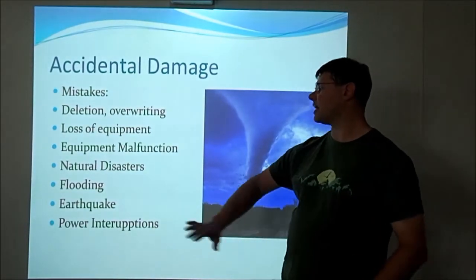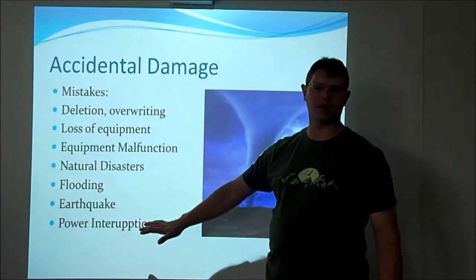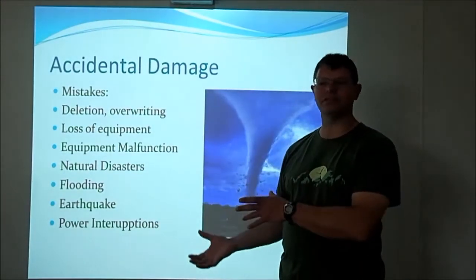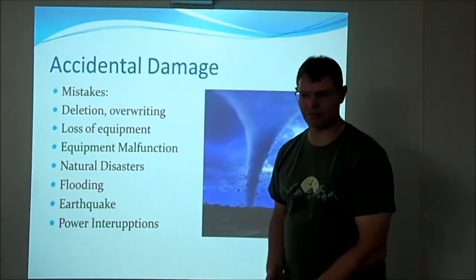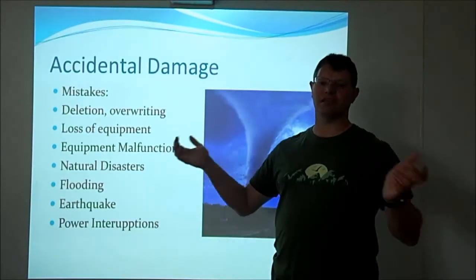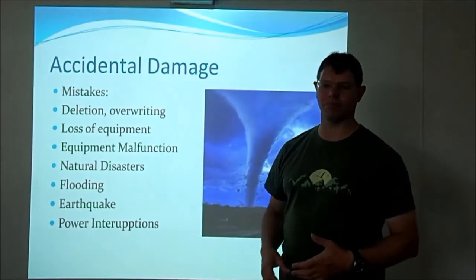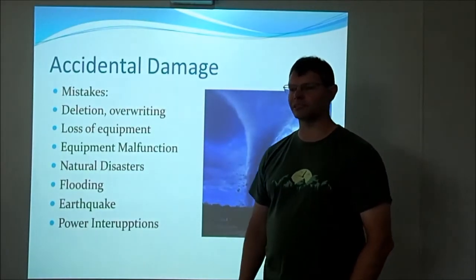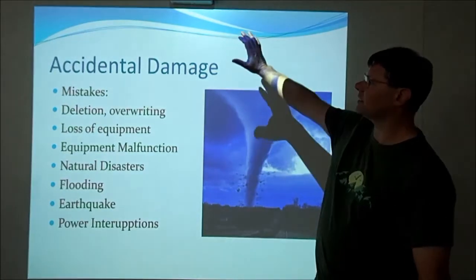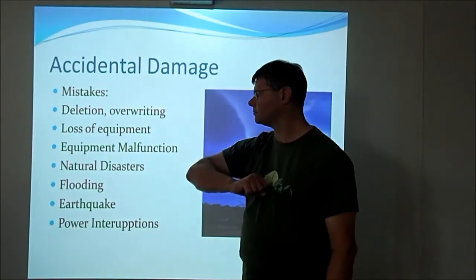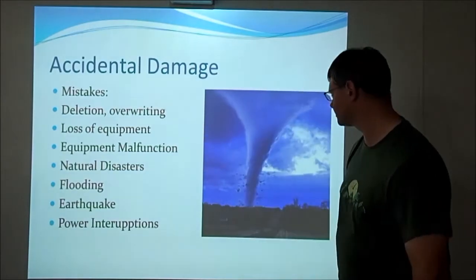Because of that, you have things like uninterruptible power supplies, which are basically big batteries that all of your network plugs into. So if the power goes down, it has enough battery life to be able to save everything and log everything off properly before the machine actually shuts down and loses power. So you've got some ways of getting around those, but accidental damage, like I say, is normally mistakes or natural disasters.